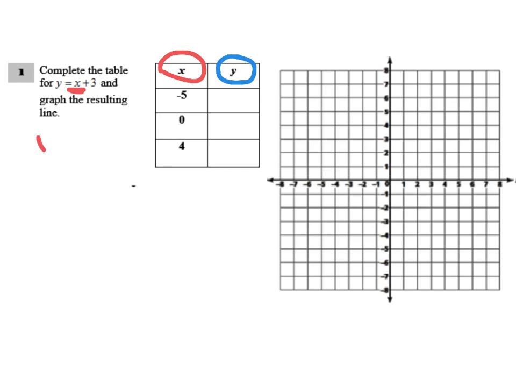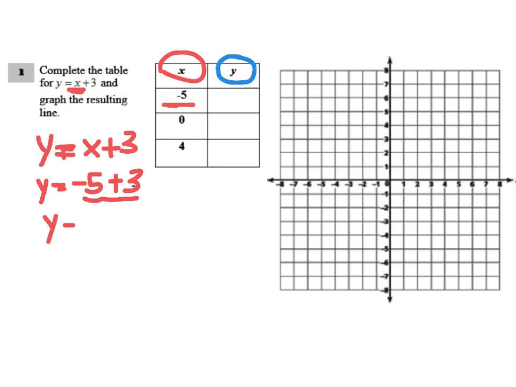So your equation is y equals x plus 3. You're going to plug in -5 for x. So y will equal -5 plus 3. -5 plus 3 will be -2. That'll be your y value. So that point would be left 5, 1, 2, 3, 4, 5, and down 2, sorry, because it's negative. Okay, that's your first point.